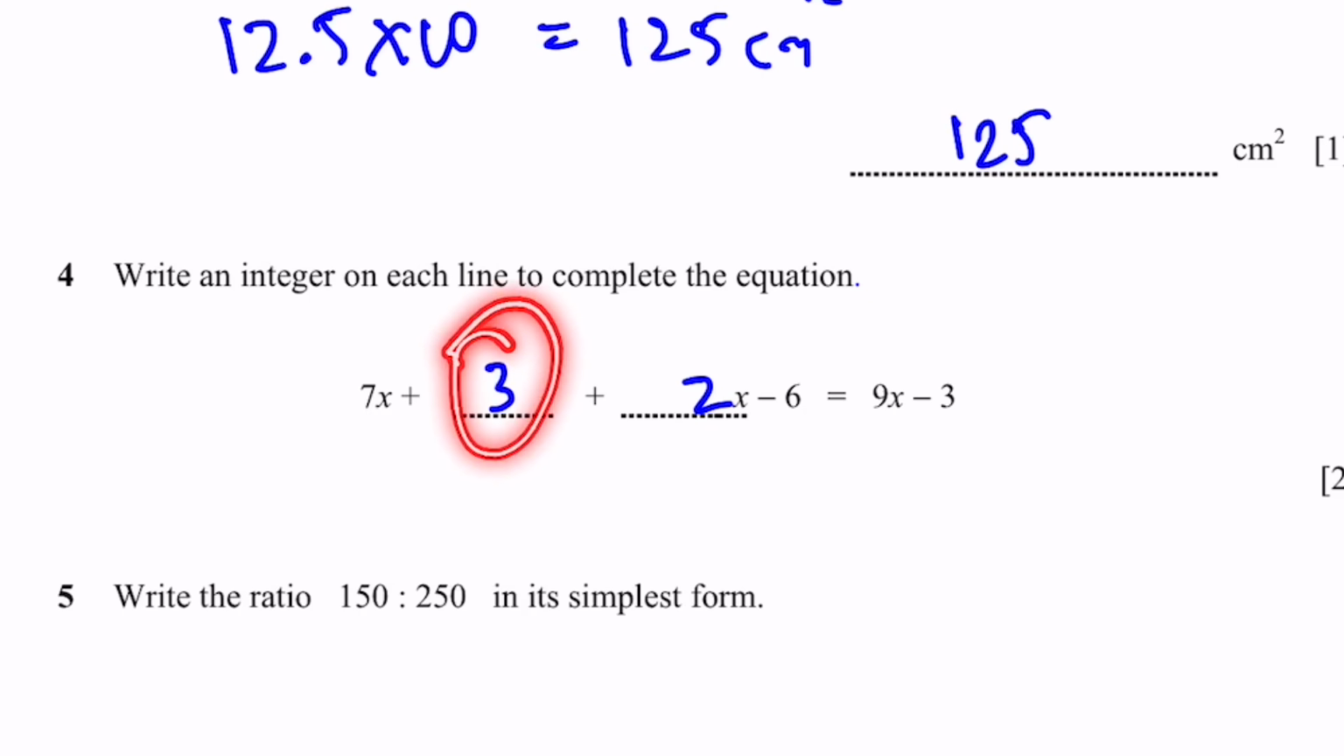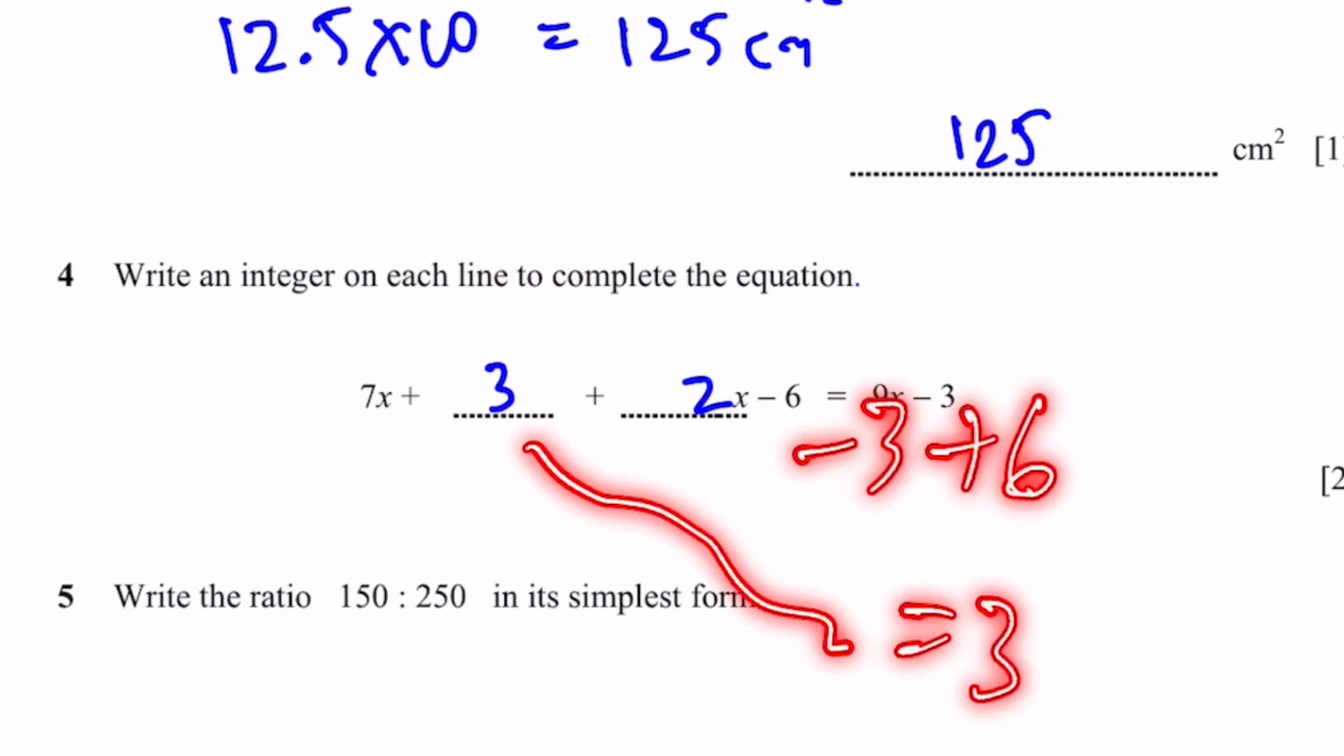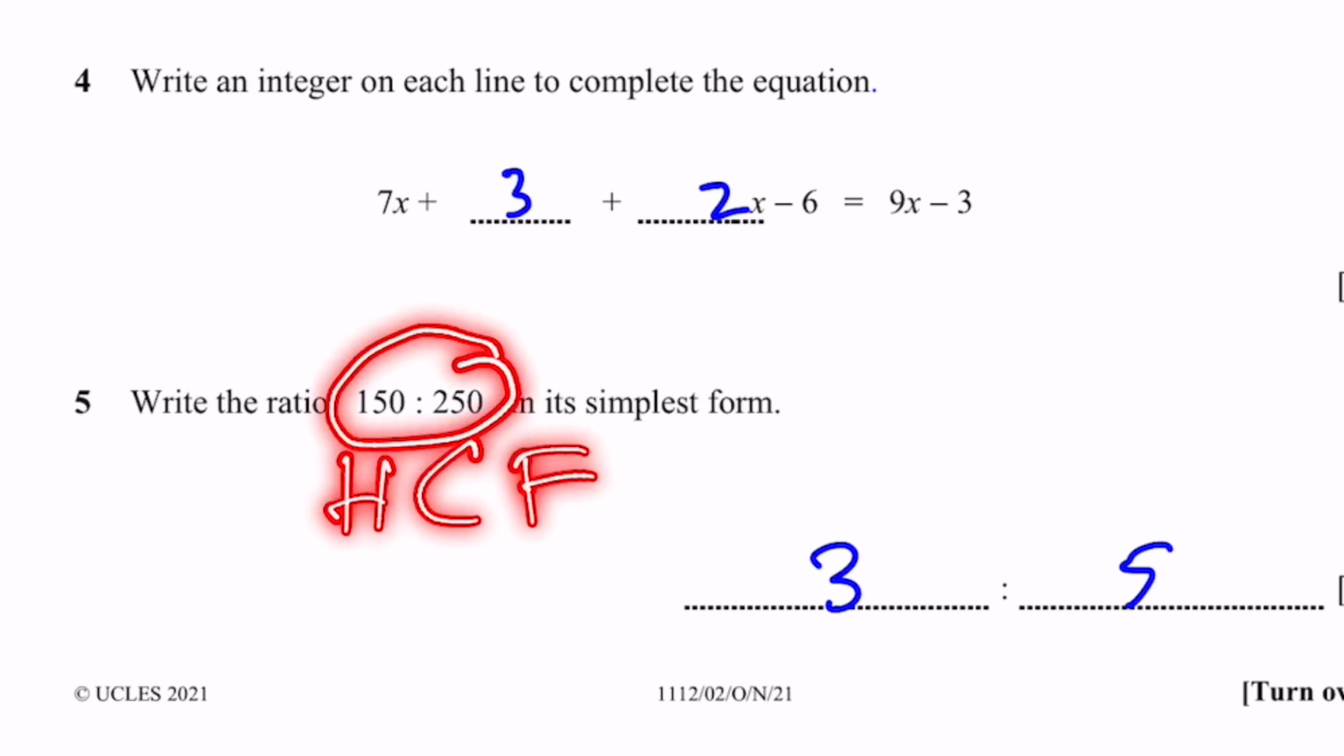Why is this 3? It's just that something minus 6 is equal to negative 3. That means this number is equal to negative 3 plus 6, which is equal to 3. And that's why we've written it here. Question 5. Write the ratio 150 is to 250 in its simplest form. This is quite easy because we just have to divide both sides by 50. And we get 3 is to 5. Why am I dividing by 50? It's because 50 is the highest common factor of 150 and 250.